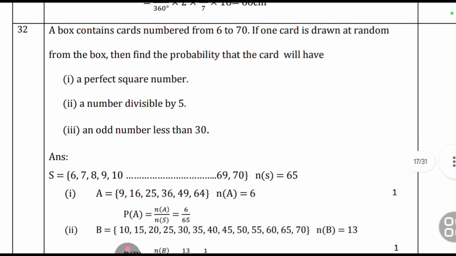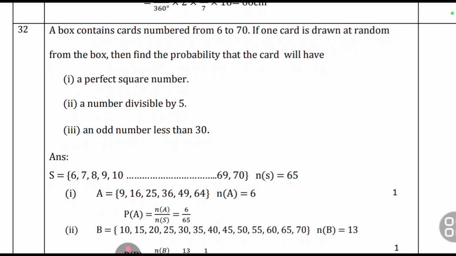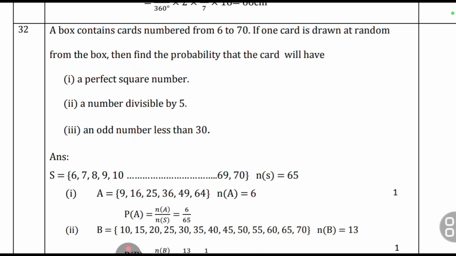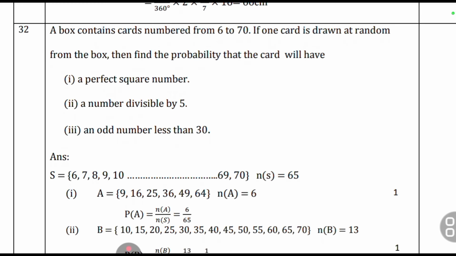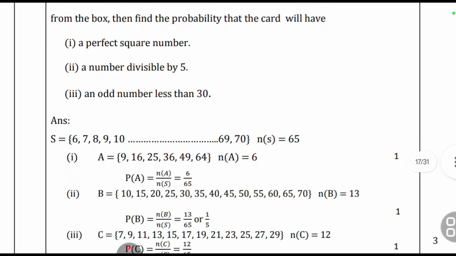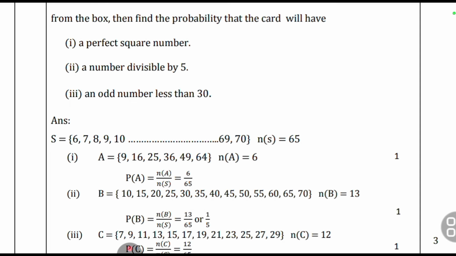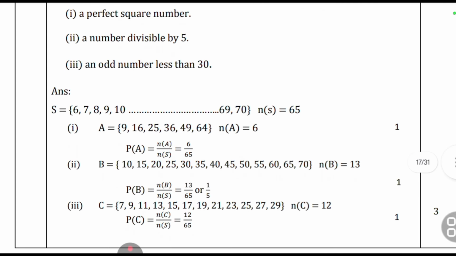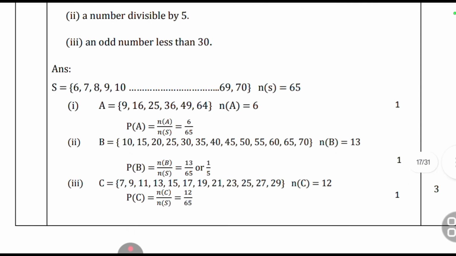And the 32nd question: a box contains cards numbered from 6 to 70. If one card is drawn at random from the box, find the probability that the card will have a perfect square number, second, a number divisible by 5, and third, an odd number less than 30.